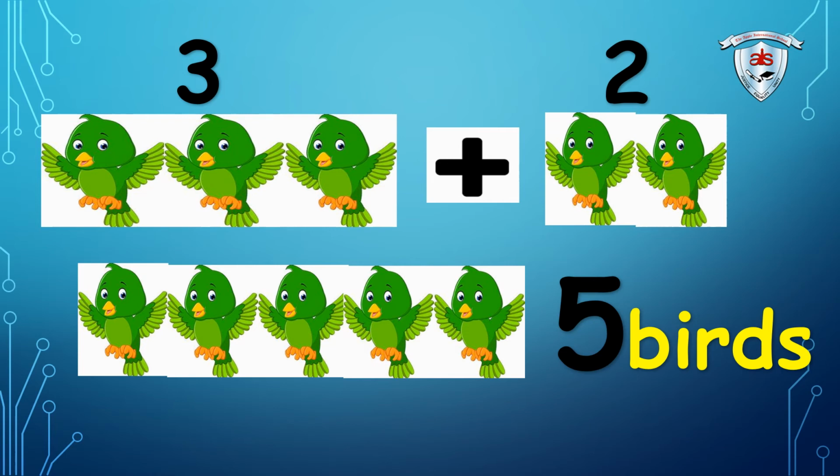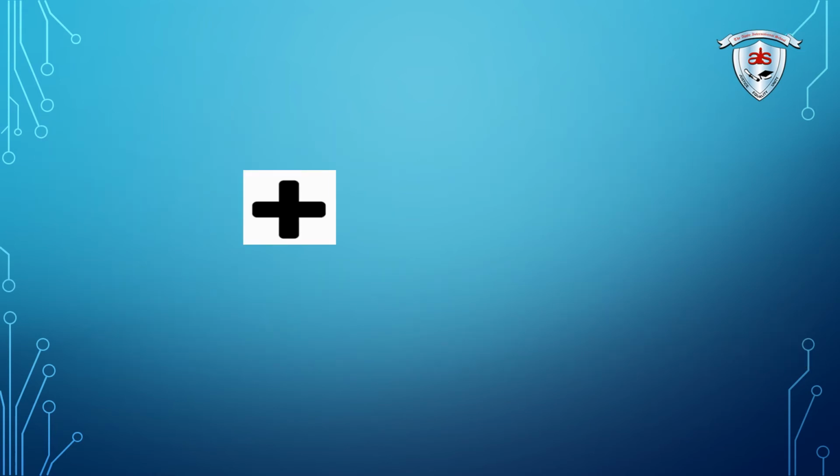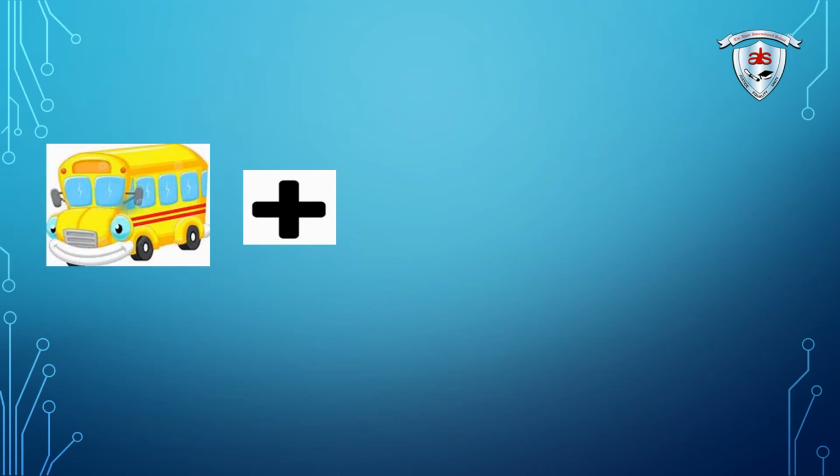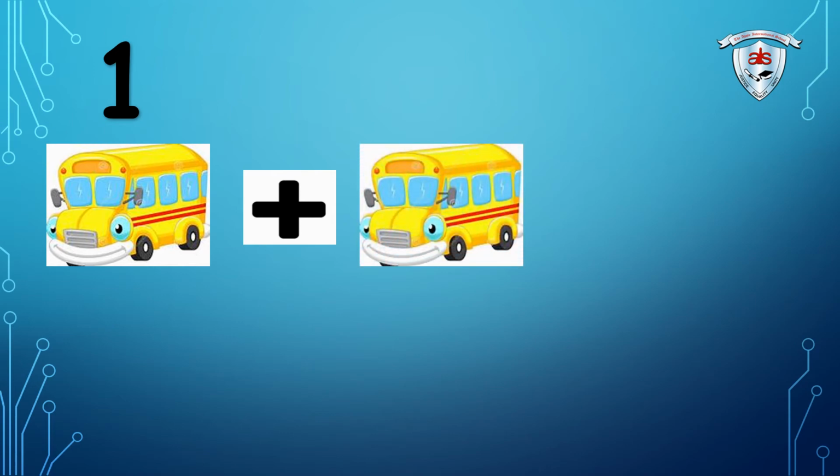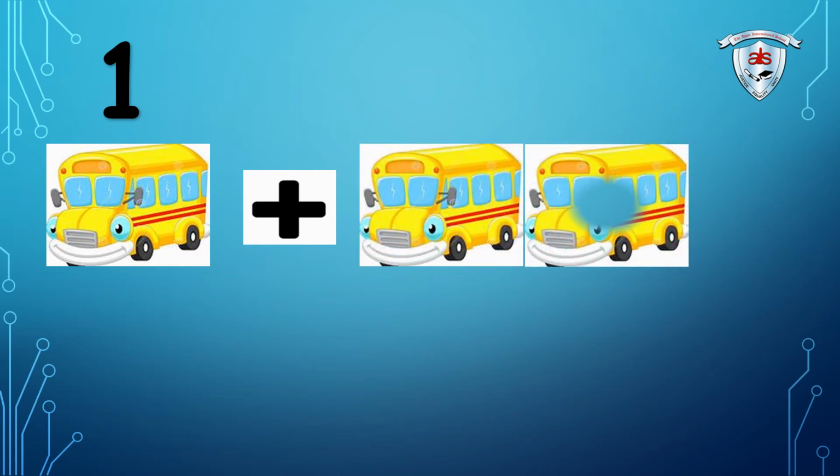Good job. So now let's find out a few more examples for this altogether sum. Okay. Let's see what we have here. Okay, there is a bus. So how many buses do we have in this group? 1 bus. Okay, now let's go for the another group. 1, 2. Okay, we have 2 buses here.